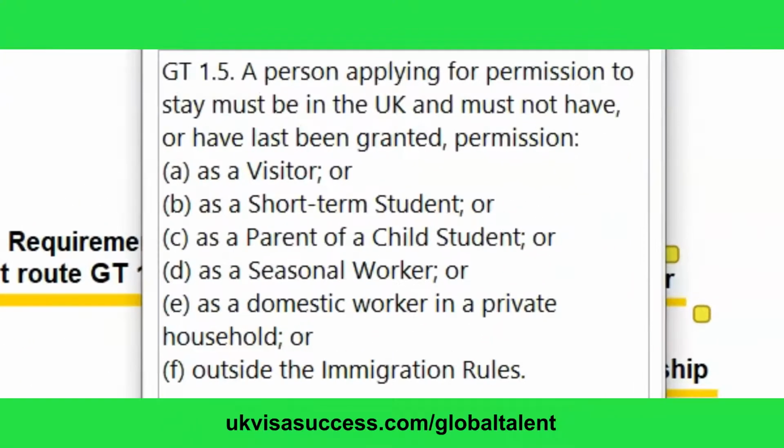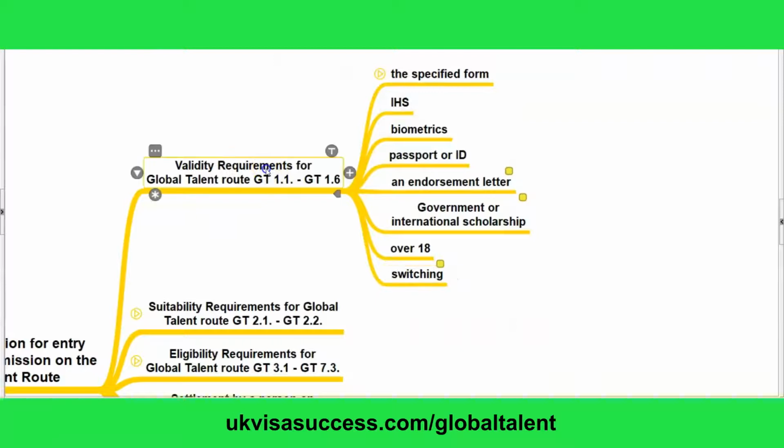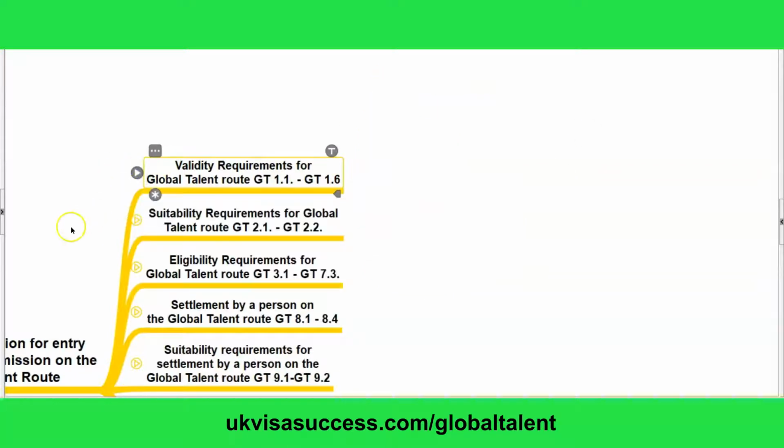So you will not be allowed to switch from a visitor immigration category, or if you came to the UK as a short-term student or as a parent of a child student, there is a separate immigration category for that, or as a seasonal worker or as a domestic worker in a private household, or if you made your previous application outside the immigration rules and you are here with a discretionary leave to remain. So in these circumstances, unfortunately, the Home Office will expect you to leave the country and reapply from outside the UK. So you will not be allowed to switch. So provided you satisfied all these elements of the validity requirements, this will be deemed as satisfied.